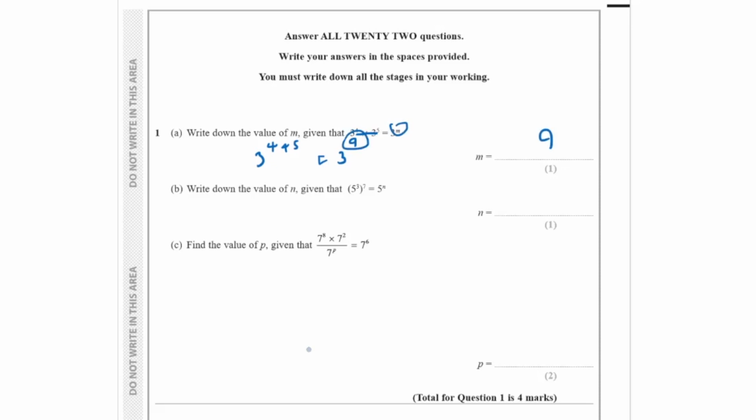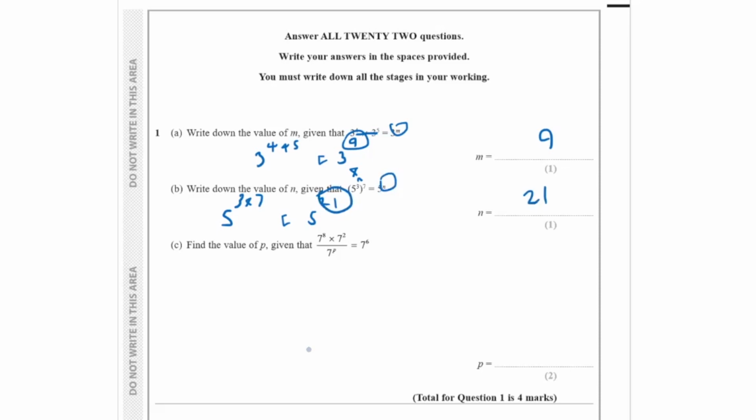Write down the value of n given that 5 to the power of 3 bracket to the power of 7 is equal to 5 to the power of n. When dealing with indices and brackets, simply multiply the powers. So that's 5, 3 times 7 is equal to 3 times 7 is 21. And since we only have to write the power, we write 21.